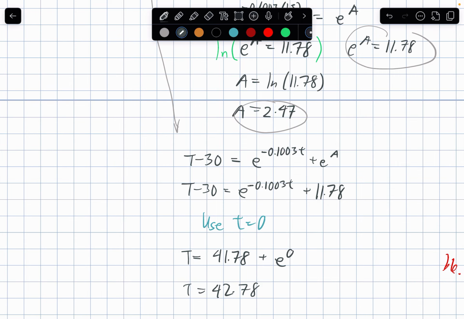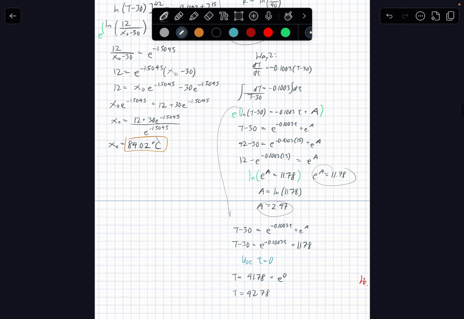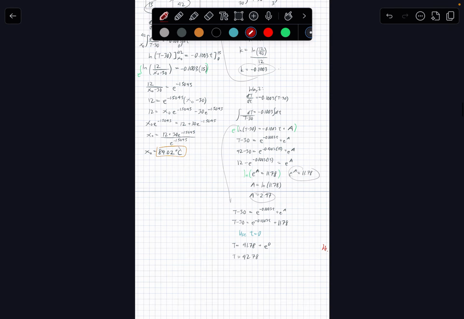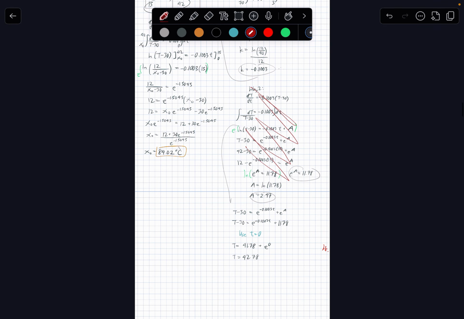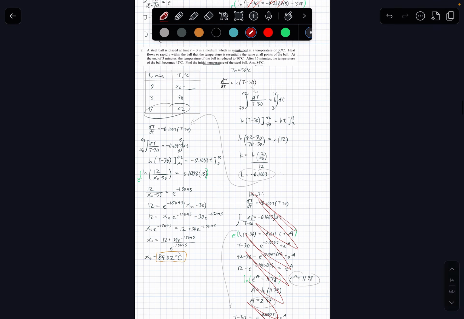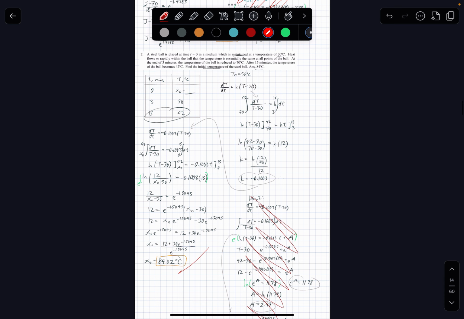Okay, that's it. I tried to see if it was solvable using this method. This was already enough.